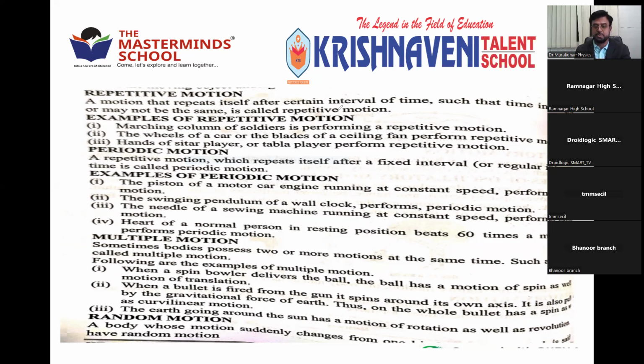Now come to multiple motion. Multiple means more than one. In a single motion, we can see more than one motion. Suppose you are riding a cycle, you are going in a straight line. That is, you are moving on a linear path. But your cycle tires move in a circular path. So that is having multiple motions. So many examples are given.